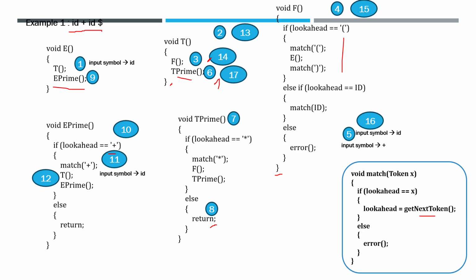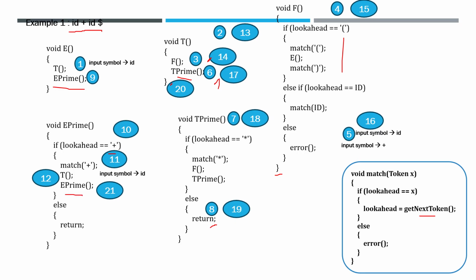Then we have the T prime here, T prime. So this function will be called. Then the if condition will be false, else here. So else means return. So it returns to T. So T here we have the close bracket. So from where it is called, it comes here. From here it is called. So it comes back here.